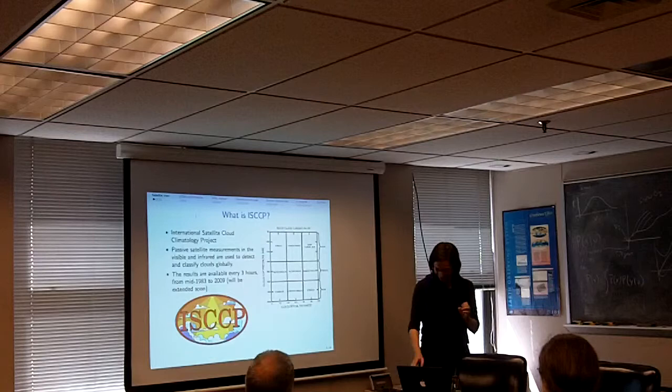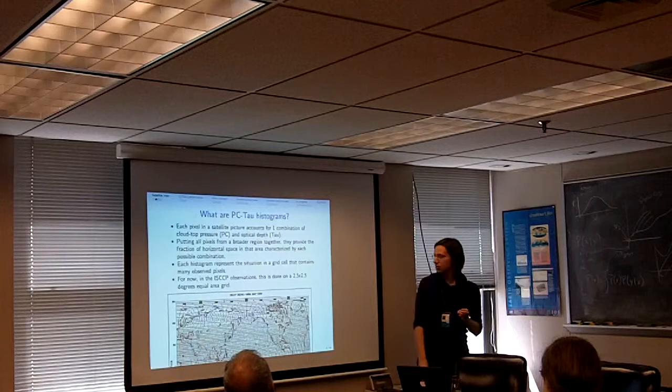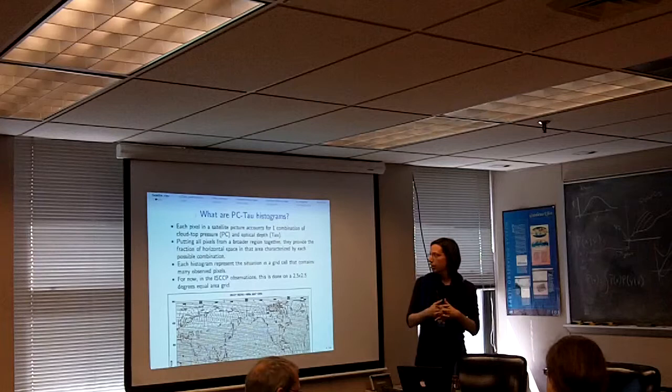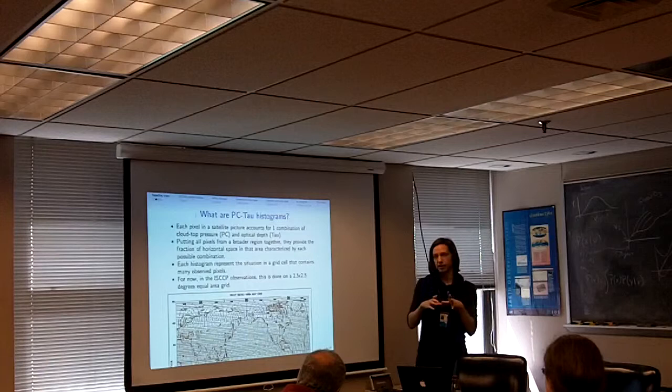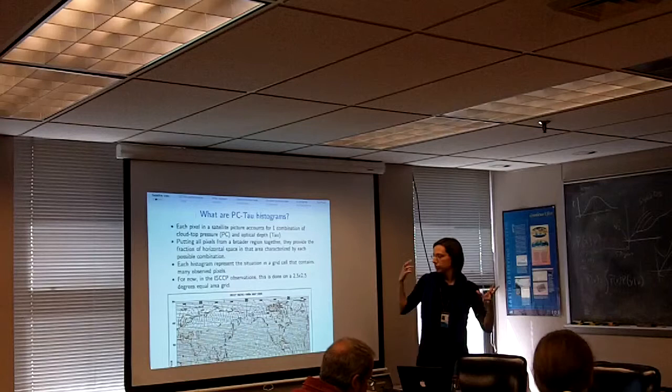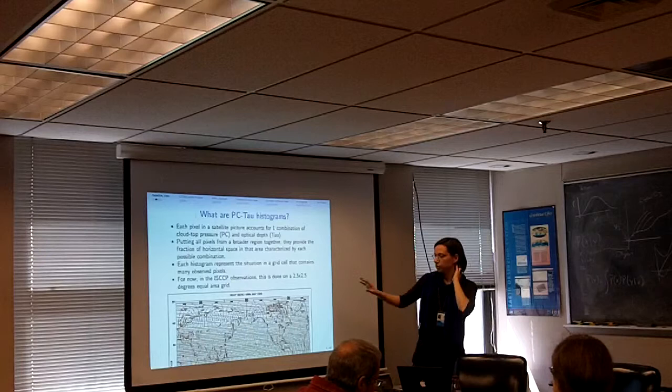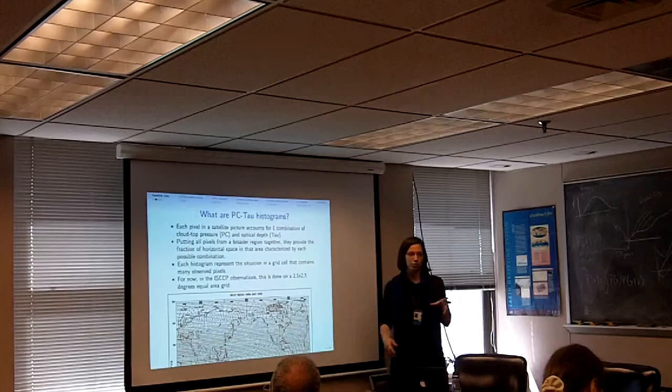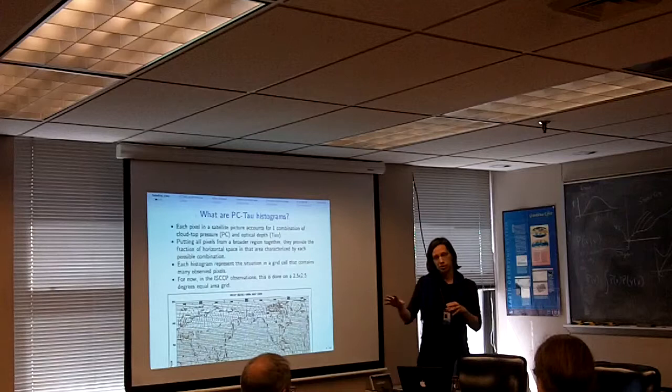For every pixel the satellite gives you a cloud top pressure and the optical depth, so you have a dual point. If you look at a region, you can get a 2D histogram of cloud top pressure versus optical depth, and that gives you an idea of the horizontal spread of the clouds in there. One project that ISCCP is doing is using an equal-area map of 2.5 degrees by 2.5 degrees and outputting all those histograms for everywhere.